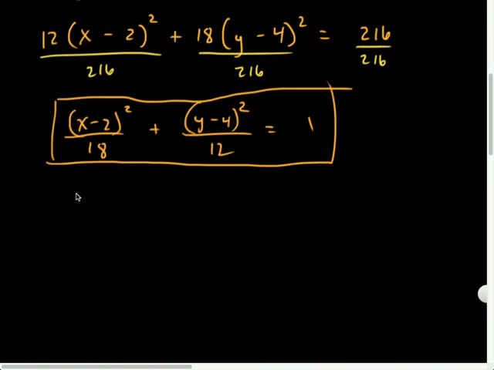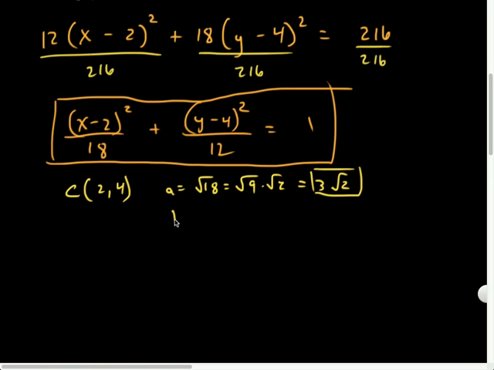Let's gather the information I know. I know that the center is at (2, 4). I know that a is equal to the square root of 18, which is the square root of 9 times the square root of 2, which is 3 square roots of 2. I know that b is equal to the square root of 12, which is the square root of 4 times the square root of 3, so that's equal to 2 square roots of 3.